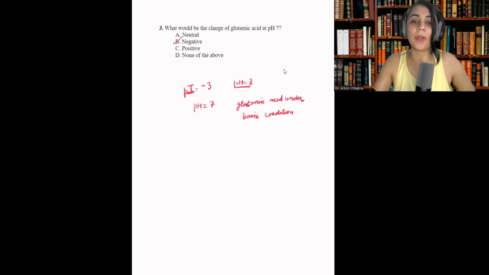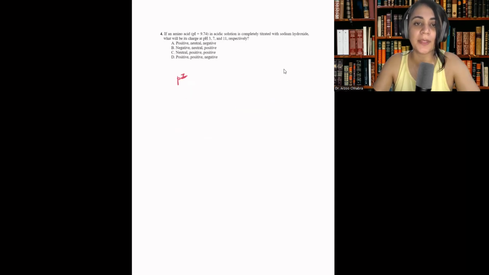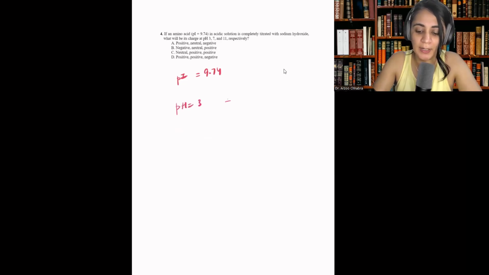That's the point where the molecule is actually neutral, right? So the pH where the molecule is neutral. If an amino acid in acidic solution is completely titrated with sodium hydroxide, so the pI is 9.74, meaning that when the pH is 3, the amino acid will be under acidic conditions. And if it is under acidic conditions, it would be positive, right? So this is under acidic conditions.